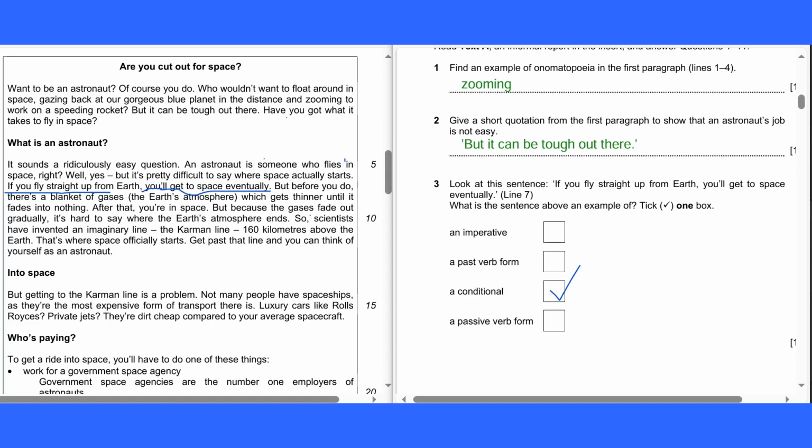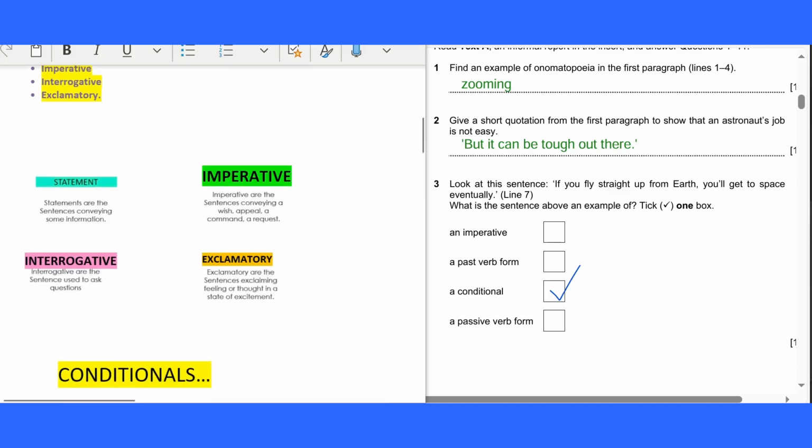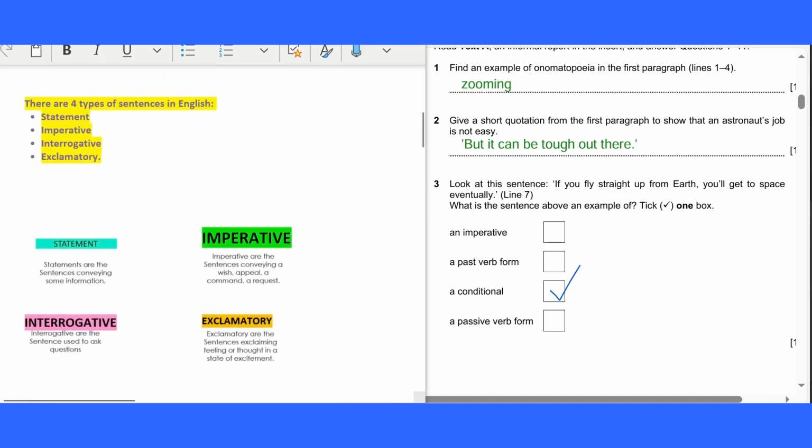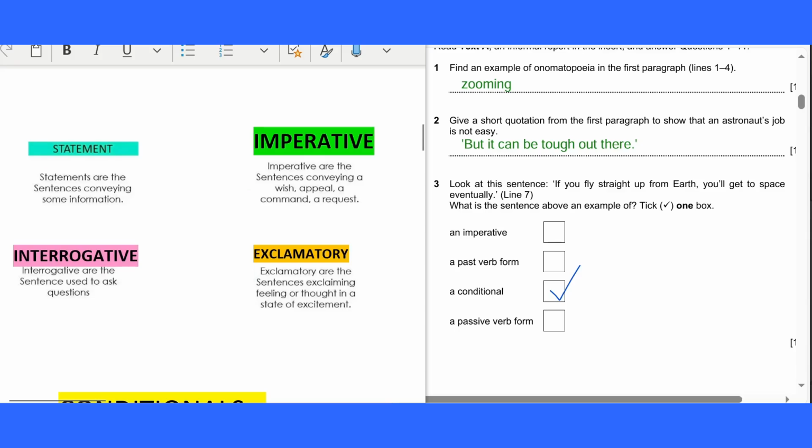But let's take a look at what is imperative, a past verb form, a conditional, and a passive verb form. So there are 4 types of sentences in English. So statement, imperative, interrogative, and exclamatory, right? So what are each of those? Since the first choice in here is imperative, what is imperative? Imperative in here is the sentences conveying a wish, appeal, or command, or a request. That is imperative. All statements are the sentences conveying some information.